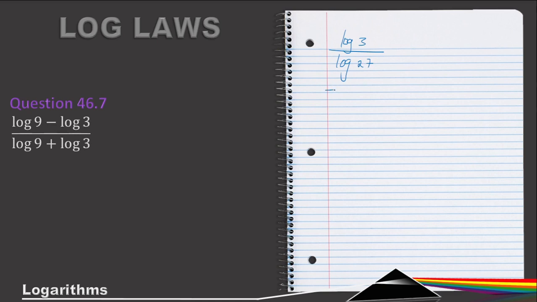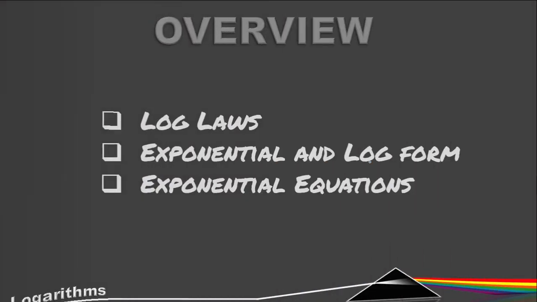Alright, so let's put that in prime factors. Log 3 over log 3 to the power 3. So this exponent comes over. So log 3, so 3 to the power of log 3. These cancel, and we have 1 over 3 left. Okay, so that was log laws.